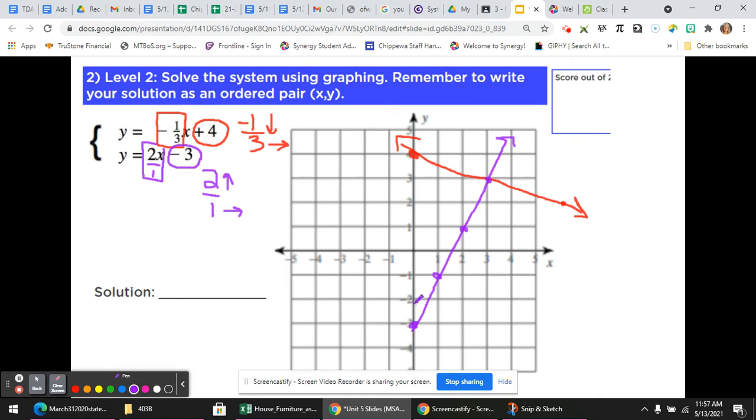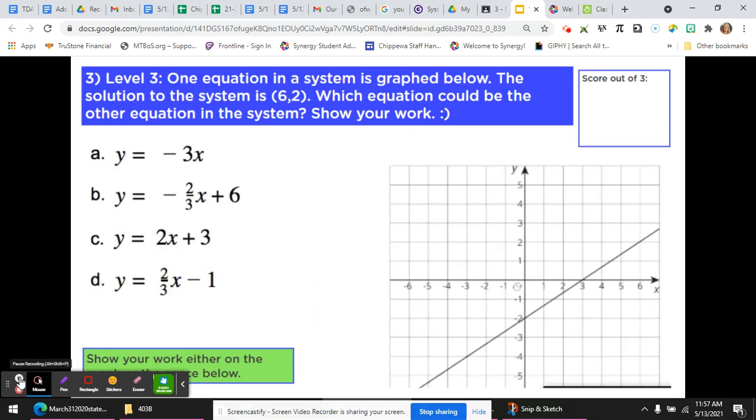So right here, I hope you see a bullseye. Go ahead and complete this by putting in the correct intersecting point. So what is that bullseye? Finish that off, please. And our last question, level 3 is worth 3 points.